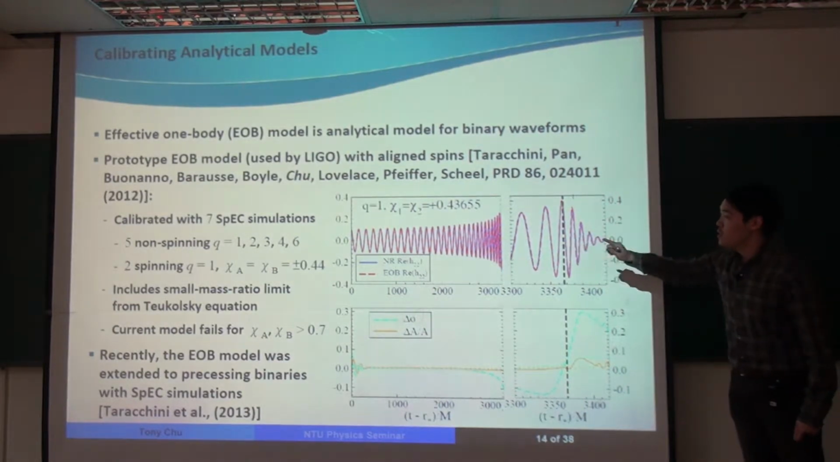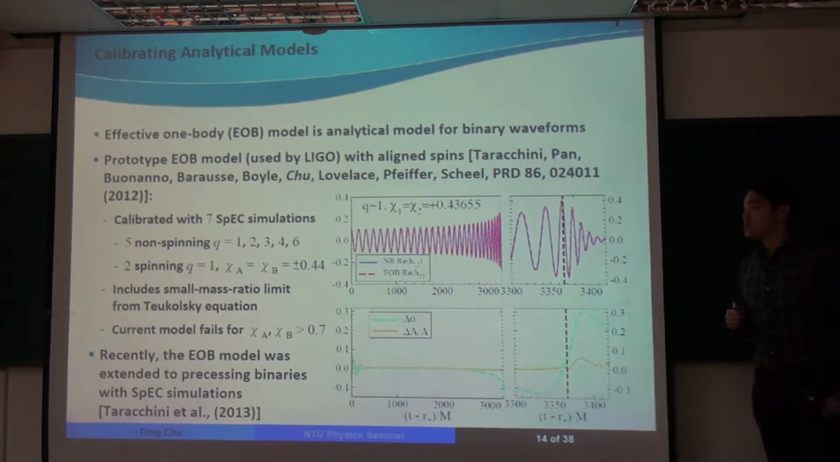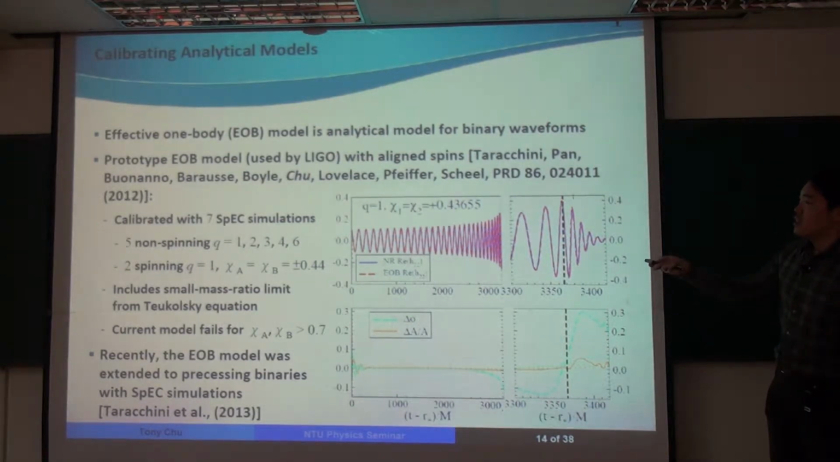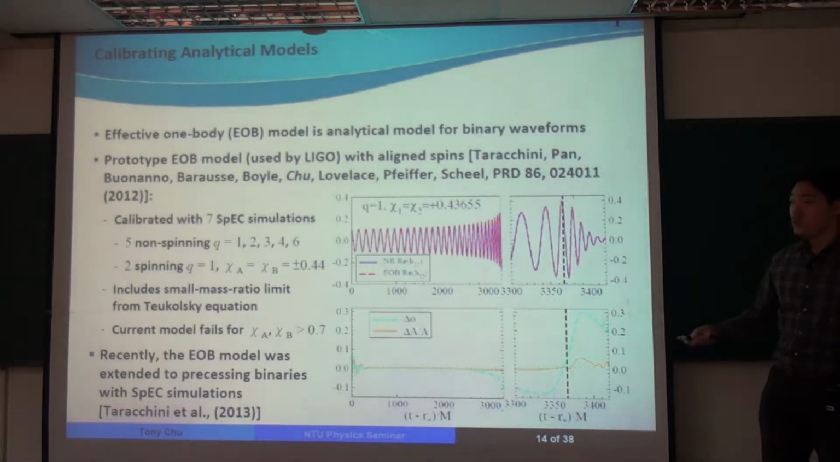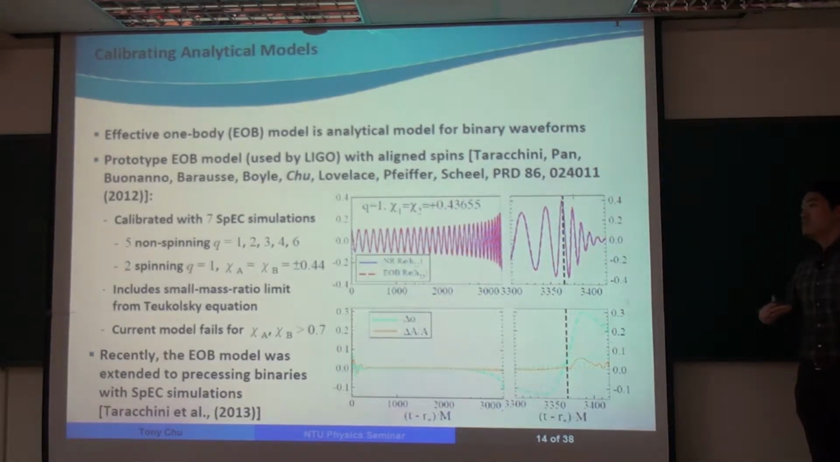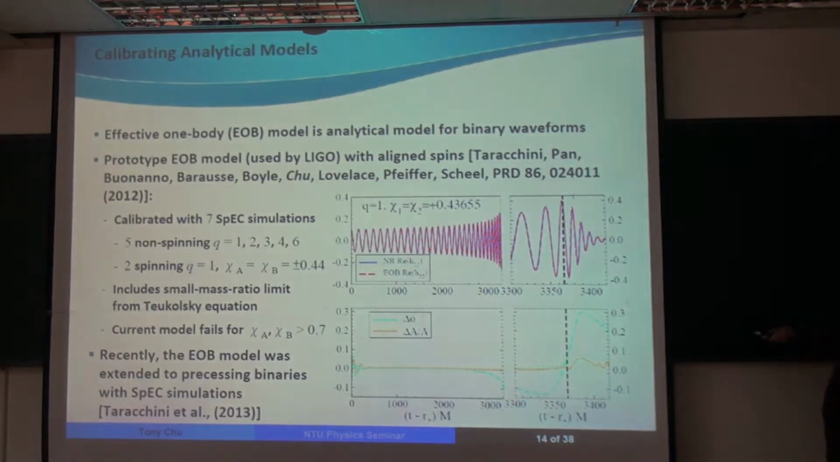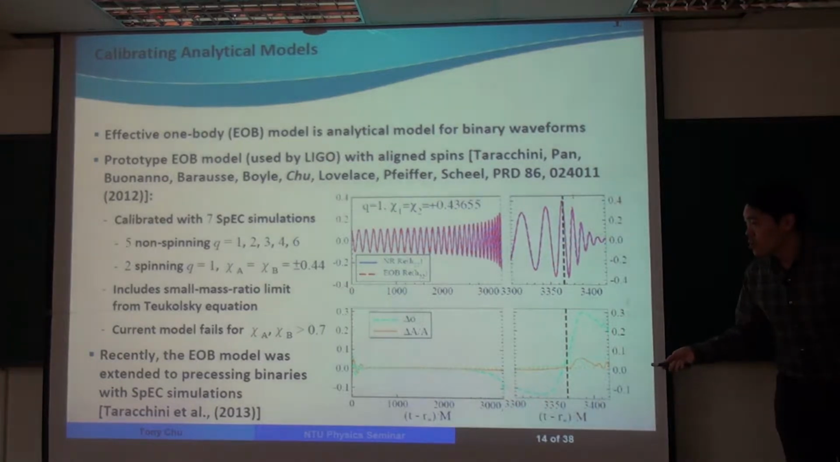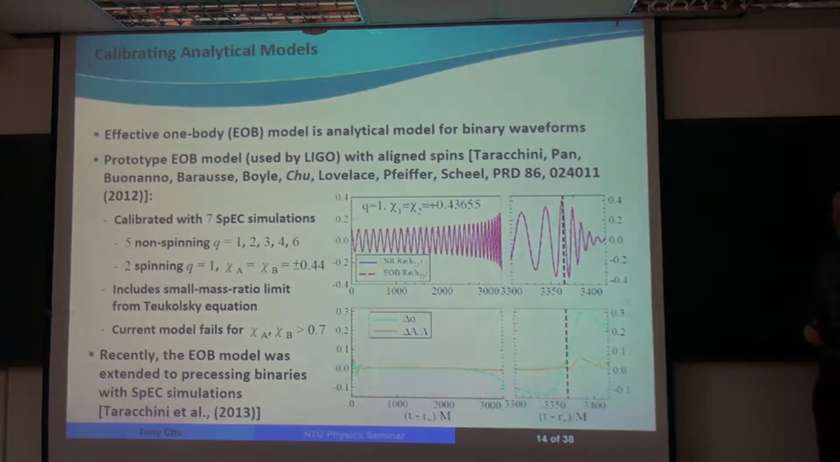And it includes not only the in-spiral, but the merger and ring-down waveforms as well. So it's unlike post-Newtonian theory, where it breaks down at merger. However, the current EOB model we have fails for spins above 0.7, which just means that it needs to be calibrated to further simulations with higher spins. Recently, this EOB model was also extended to precessing binaries. Precession occurs when the spins of your black holes are not aligned with your orbital angular momentum.